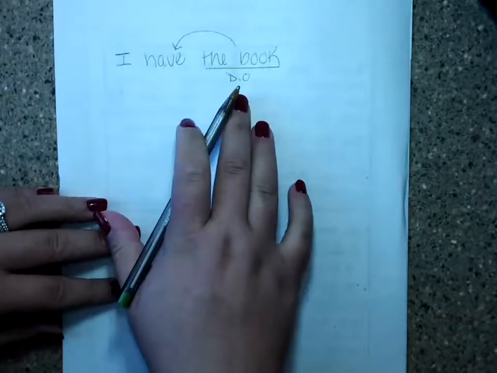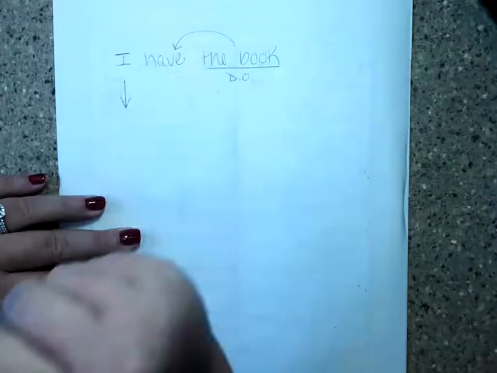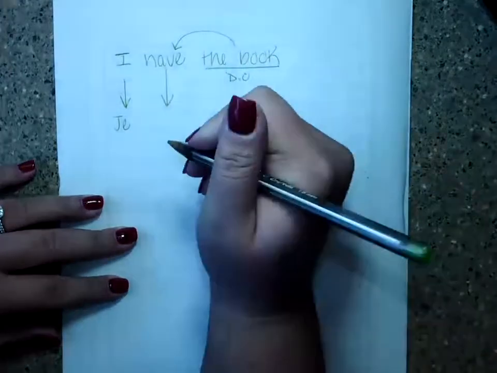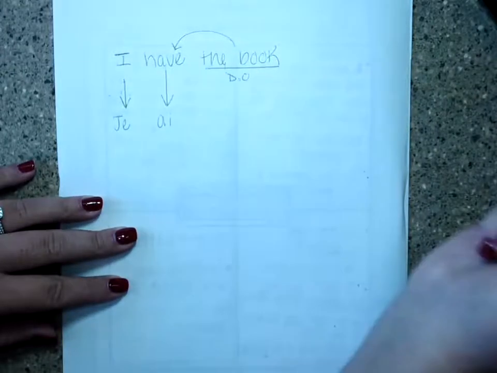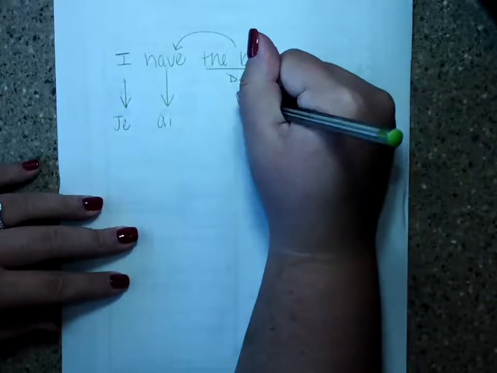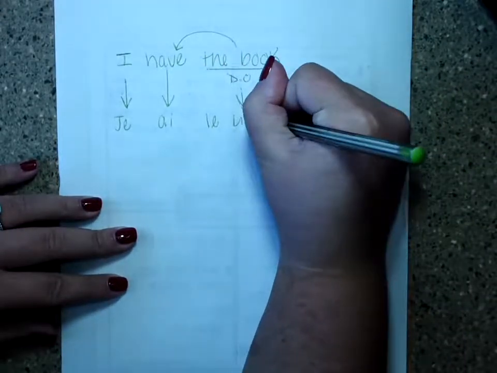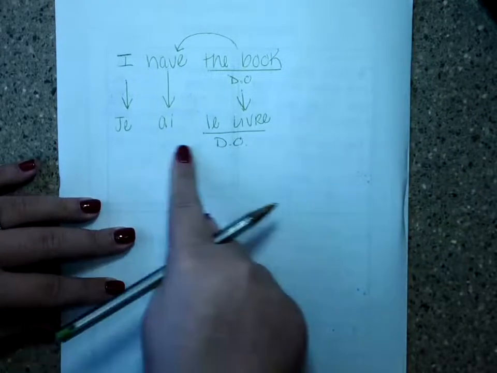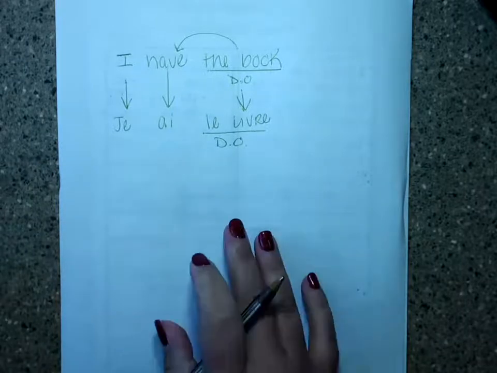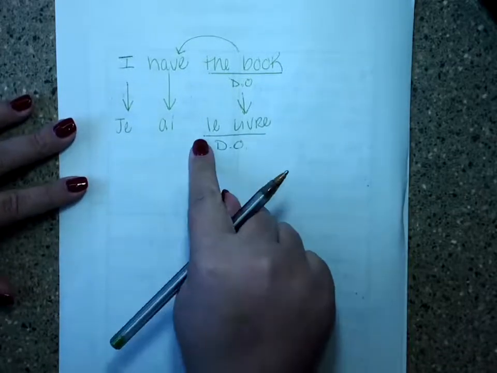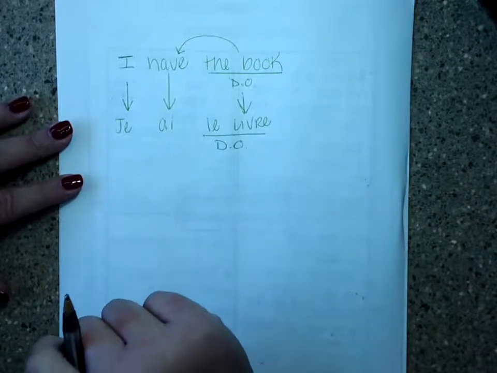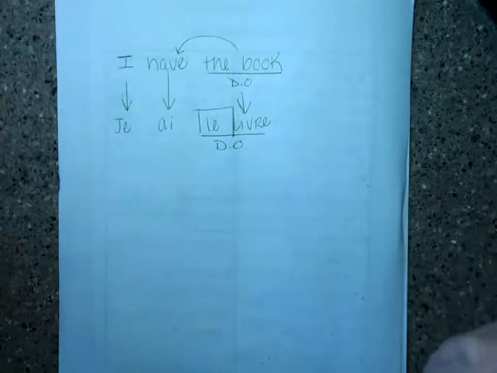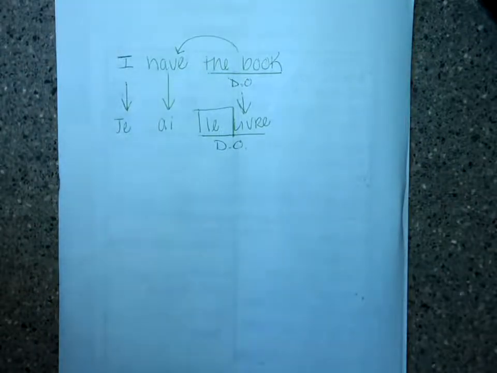So now we need to translate this all into French. So we're going to bring this down. I in French is je. And now we have the verb have, which is avoir, and conjugated is a. And now the book is le livre. So le livre. And so this is still our direct object, but now we just have everything in French. So looking at the notes, what are we going to replace le livre with? You're going to end up replacing it with le because it's already there for you. It kind of gives you a hint as to what your direct object pronoun is.